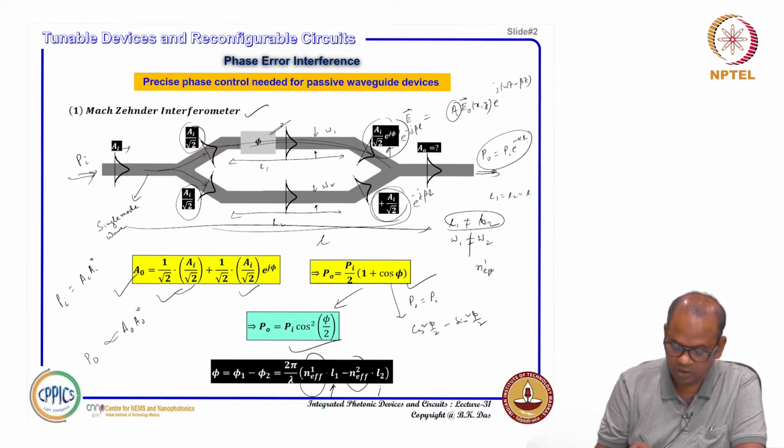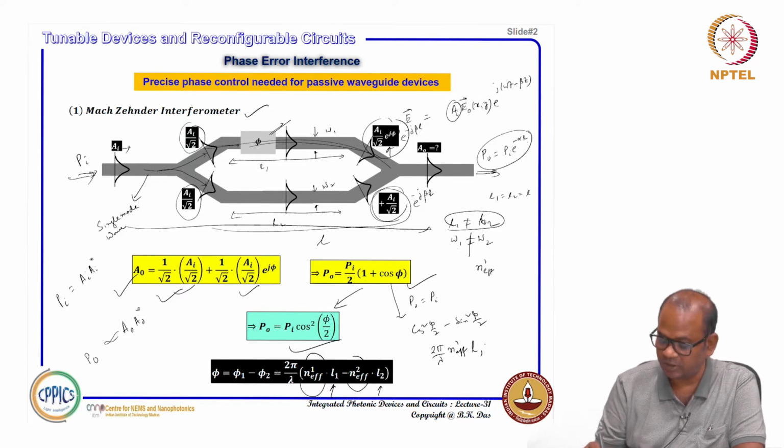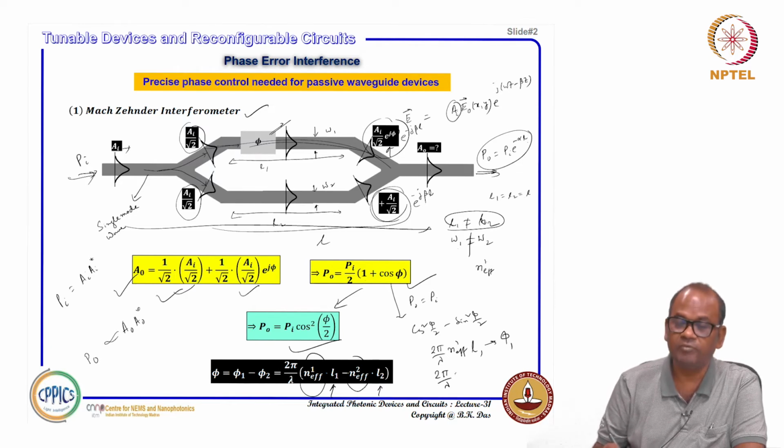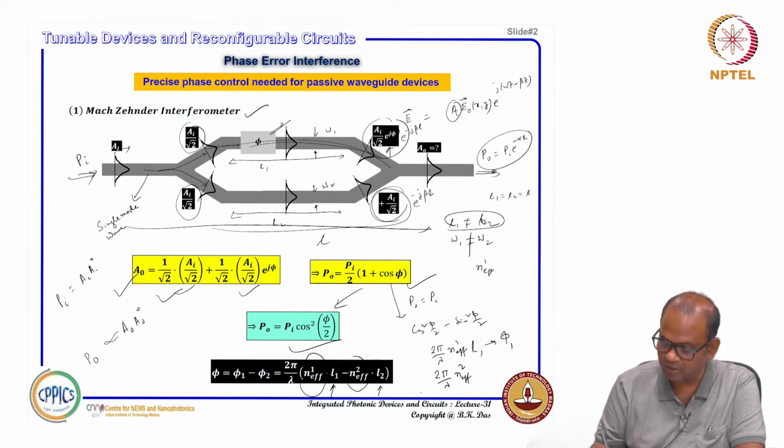So, the upper arm total phase will be 2 pi over lambda times n effective 1 times L1. That is the phase acquired in the upper arm of the Mach Zehnder interferometer, which we are calling phi 1. And similarly, 2 pi by lambda times n effective 2 times L2, if the waveguides are not identical and the lengths are also not identical, that will be phi 2.